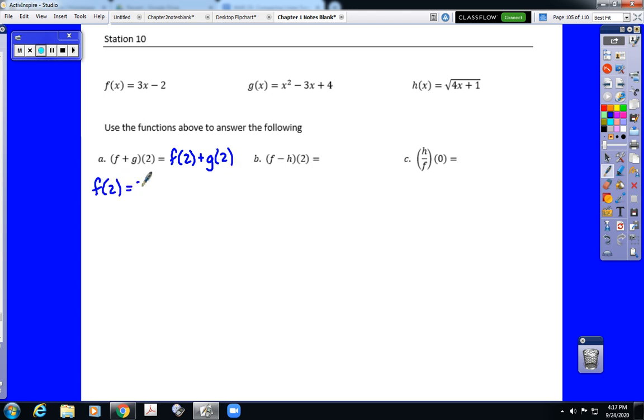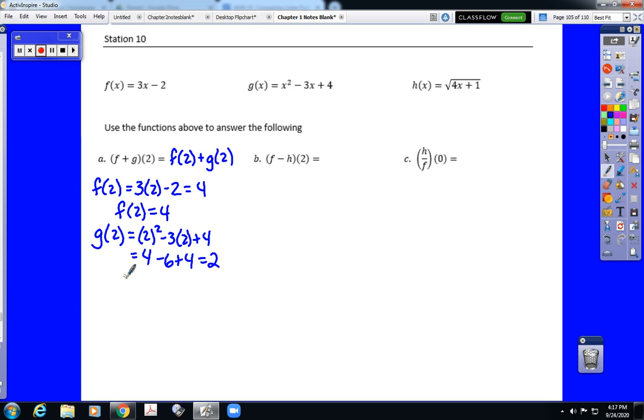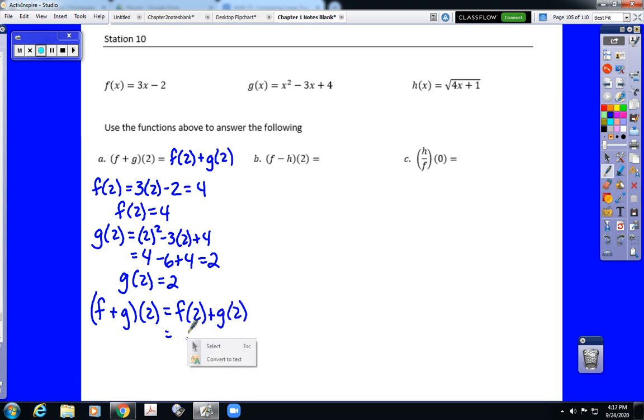So f of 2 is 3 times 2 minus 2, which would be 4. So f of 2 is 4. And g of 2 is 2 squared minus 3 times 2 plus 4. That would be 4 minus 6 plus 4, or 2, meaning that g of 2 is 2. So f plus g of 2 would be f of 2 plus g of 2, or 4 plus 2, meaning that that equals 6.